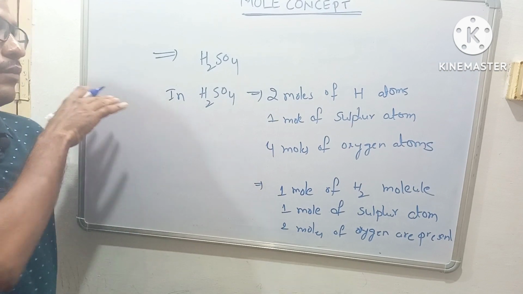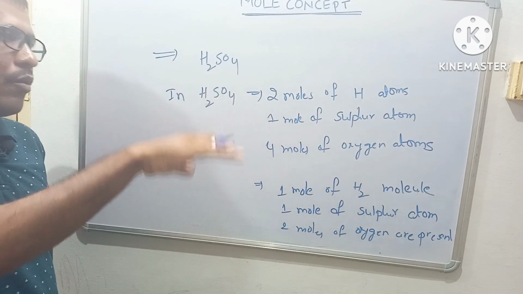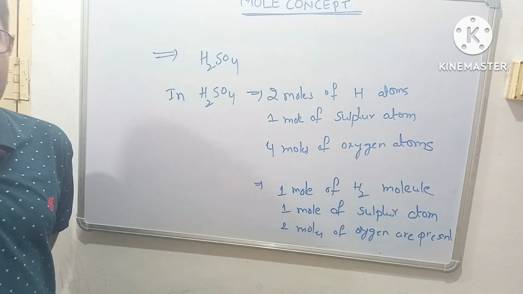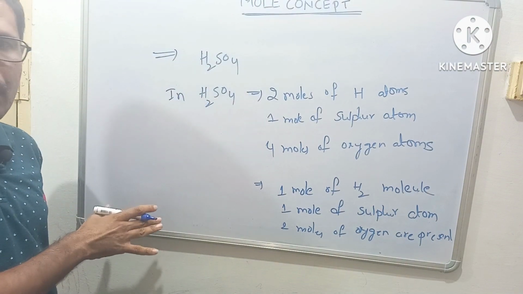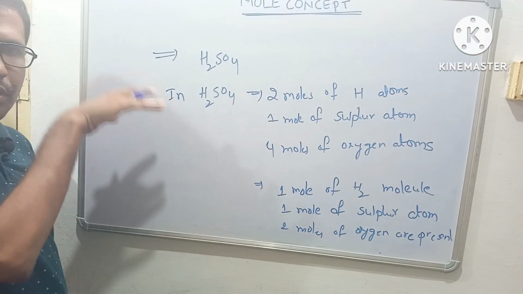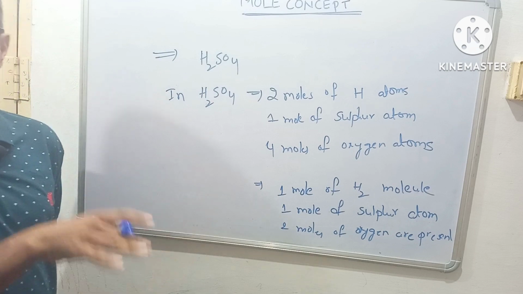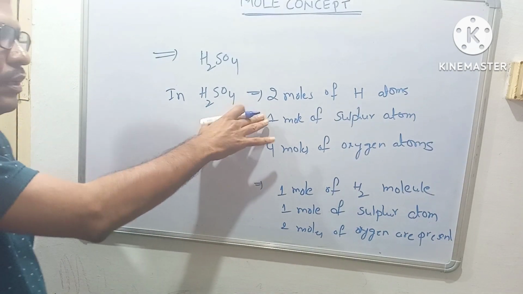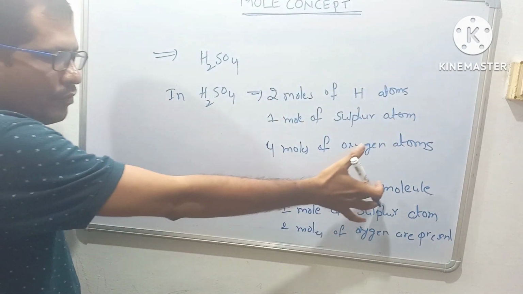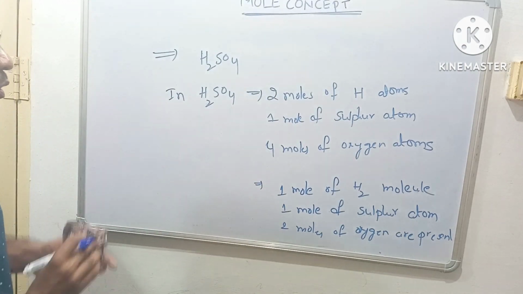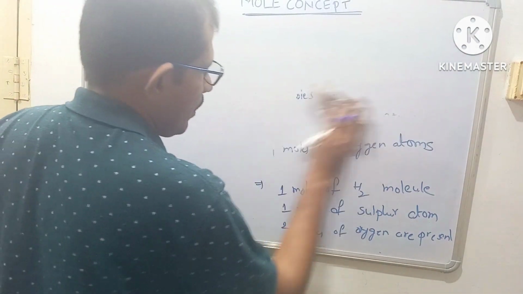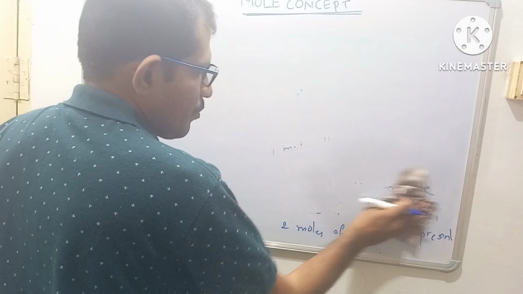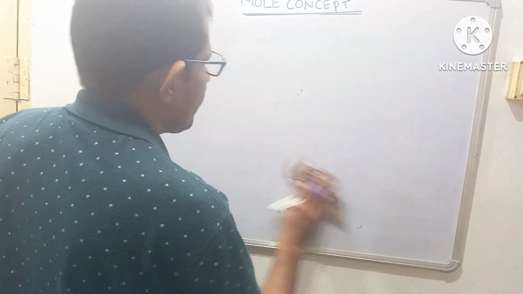I showed you if they give the equation how to decode and write in terms of moles. Now I have taken a molecule and I showed you how to decode it and write in terms of moles. With atoms how to write I showed you, with molecule how to write I showed you. Right now I will brief this class and I am going to stop this. In next class we are going to solve the problems.